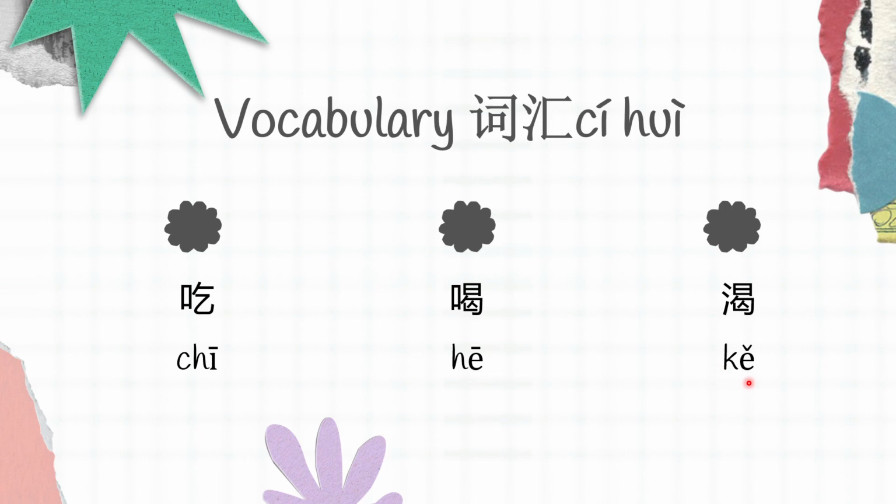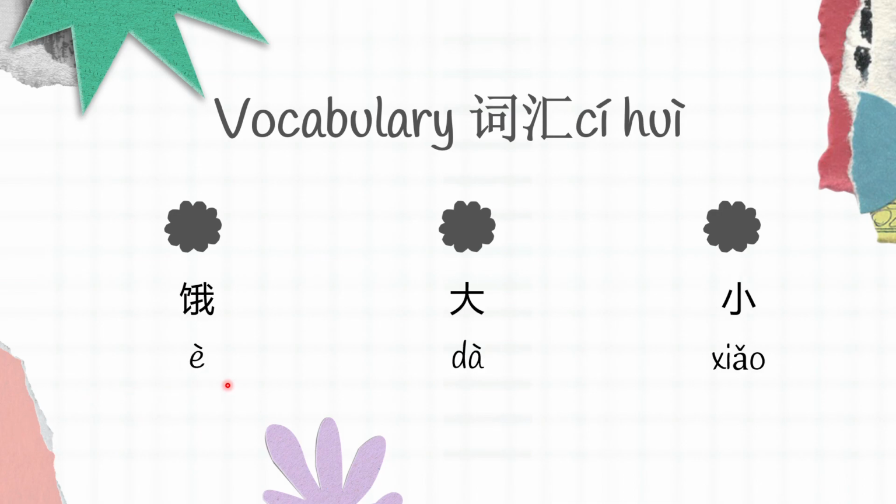渴 is thirsty. So if you notice 喝 and 渴 is similar, right? The Chinese characters here, because both of them is correlative with water, drink, and thirsty. So let's move on to the next slide.